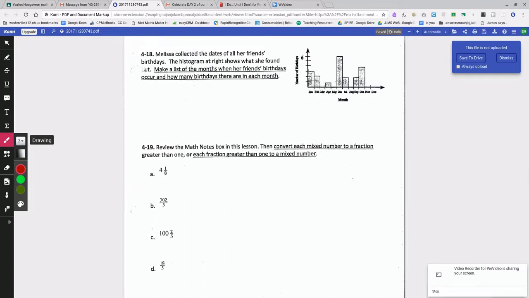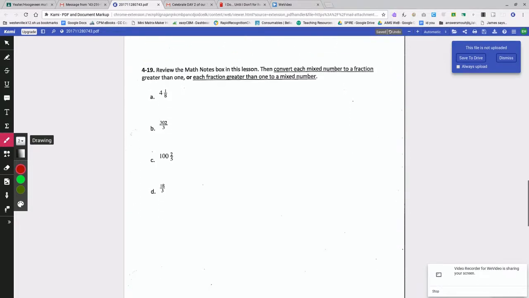4-18 is pretty easy. It just says make a list of the months when her friends' birthdays occur and how many birthdays. So, for example, I know it's a little hard to read, but if you know your months in order, it shouldn't be too hard. So, any way you want to make a table, make a list. For example, January has 3 birthdays, and so on. You don't have to write March, it looks like, or other months where there are no birthdays. Just put the months that have birthdays. So you don't have to include November and December out here.